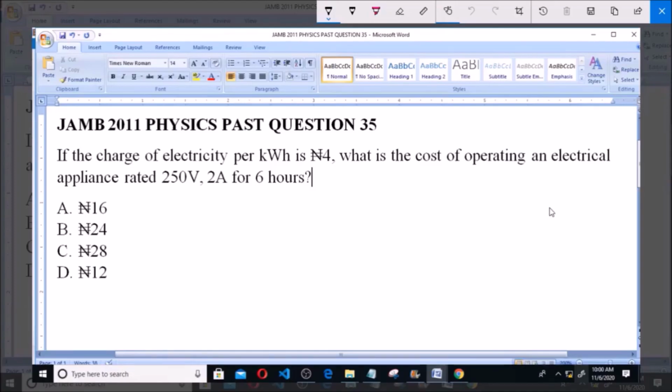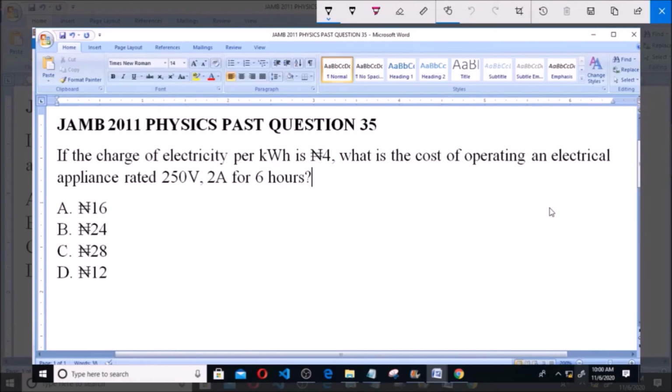Hello and welcome. I will be answering Jamb 2011 Physics Past Question 35. If the charge of electricity per kilowatt hour is 4 naira, what is the cost of operating an electrical appliance rated 250 volts, 2 amps for 6 hours? A 16 naira, B 24 naira, C 28 naira, D 12 naira.